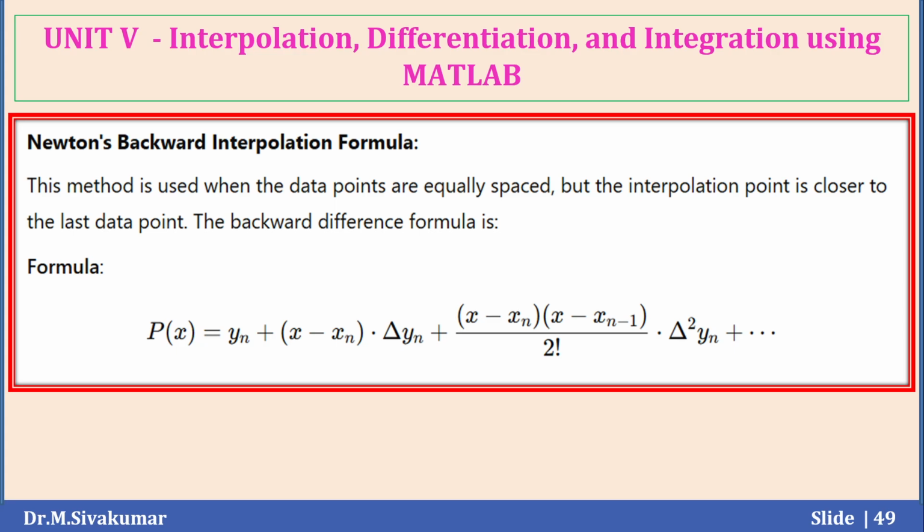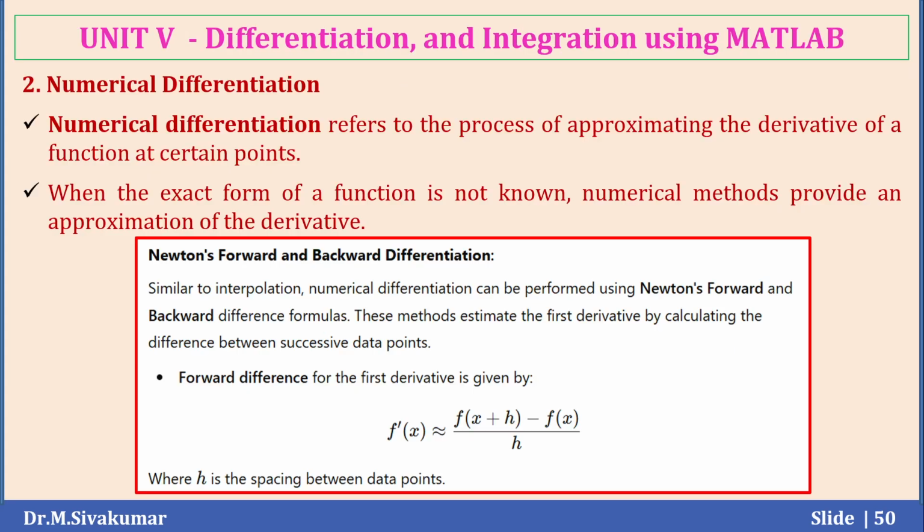And for Newton backward, by using the formula, the data points are equally spaced, but the interpolation point is closer to the last data point. This is the difference between Newton's forward interpolation formula and Newton's backward interpolation formula.